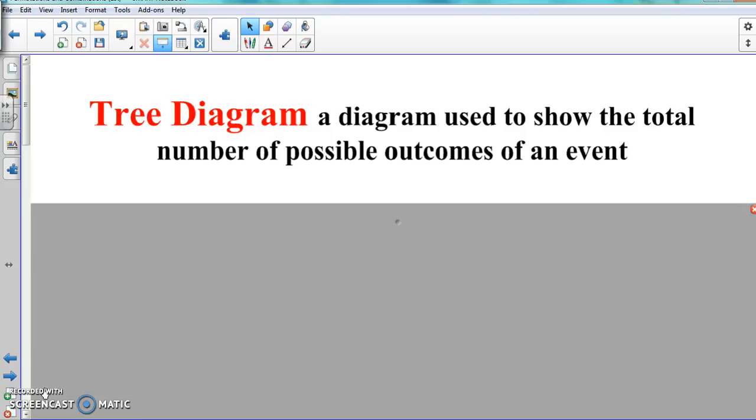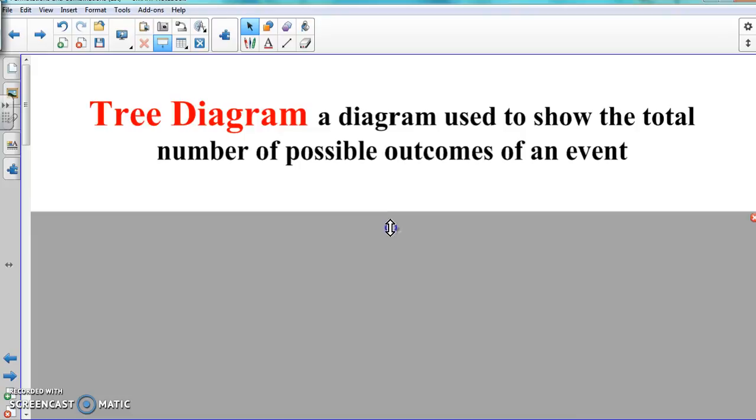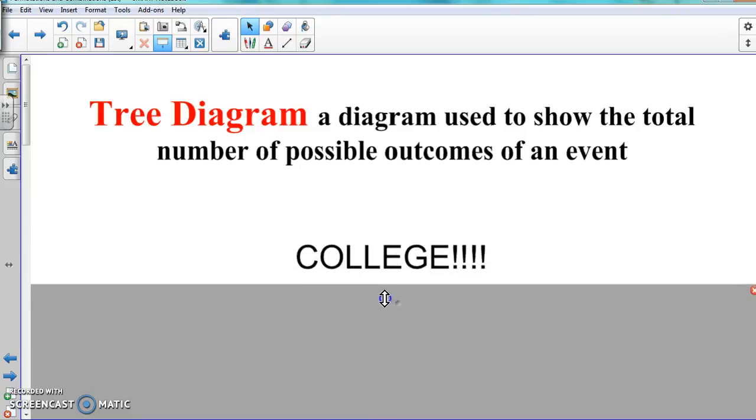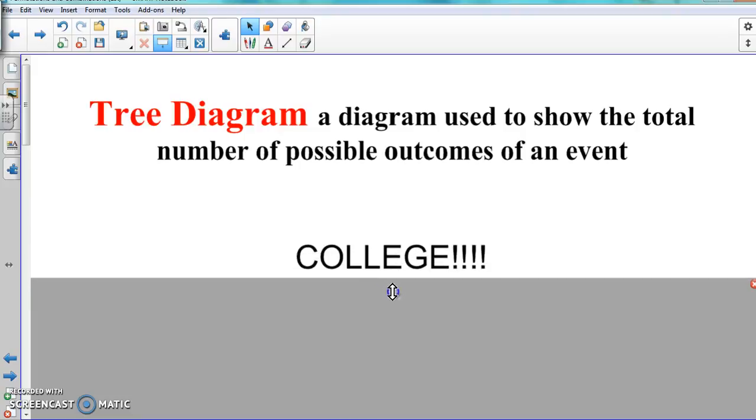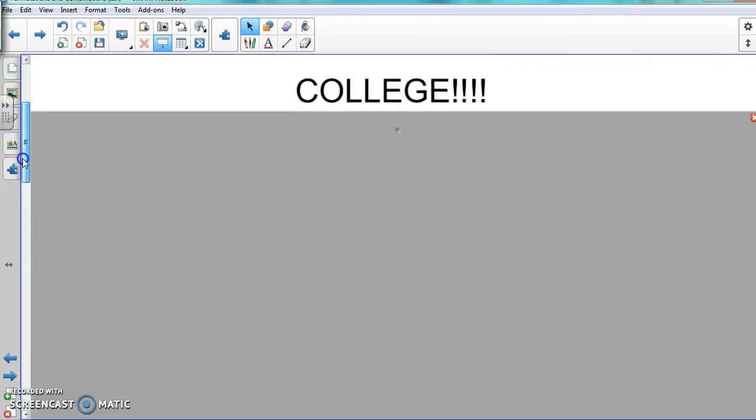So with that, every time we have new vocabulary, there's always some type of keyword there. And hopefully you see a tree diagram is just a diagram. So when it comes to this, that's what we're talking about. Here, we're going to talk about college, because that's what some of you are going off to next. We're going to use a college situation to help you see what's going on with the tree diagram.